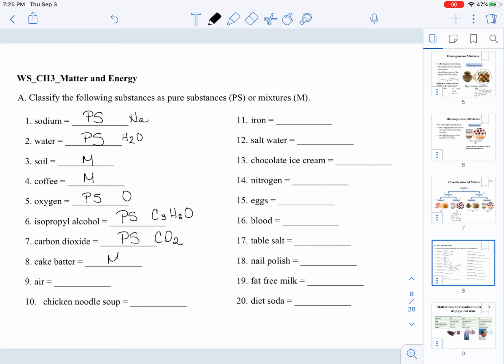Cake batter is a mixture. Air is a mixture because air is composed of nitrogen, oxygen, carbon dioxide, helium, and other gases. And lastly, chicken noodle soup. That is also a mixture. Make sure that you practice at home the rest of the problems.